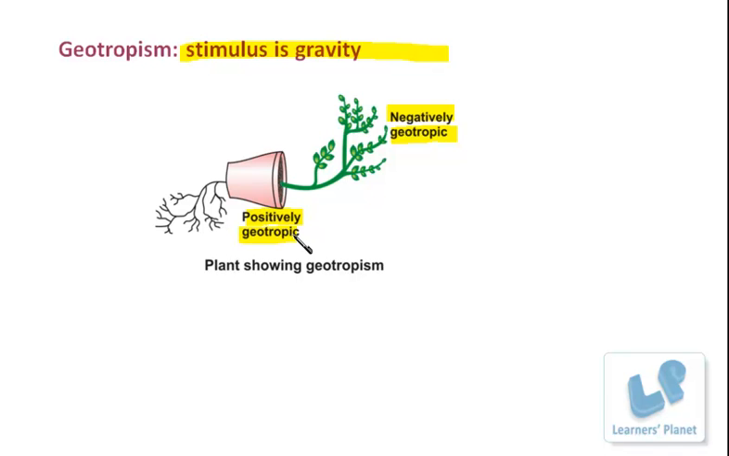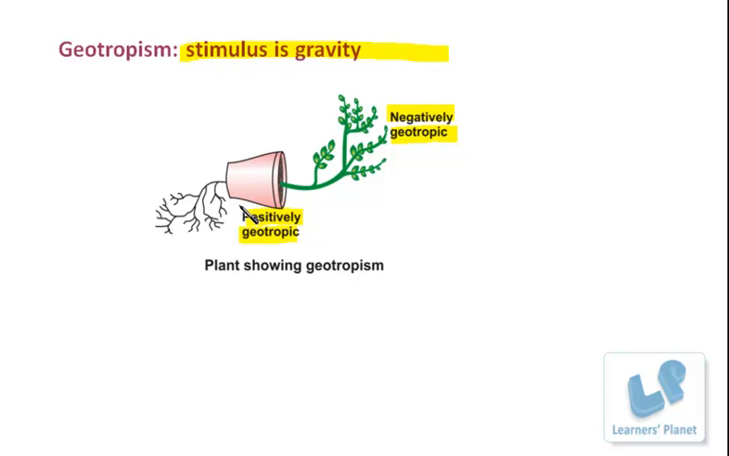Now we can prove this with the help of this particular picture or experiment, in which the pot is placed in a tilted position, and the plant is growing in it. The base has been broken so that the roots can move out and we can observe the direction further.